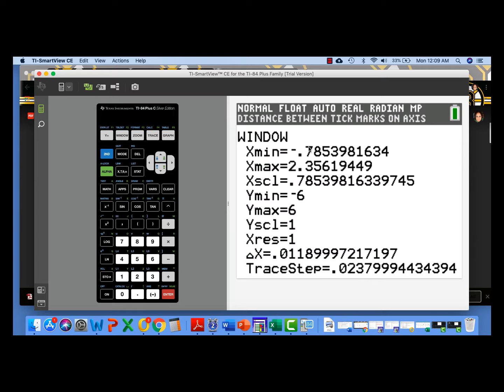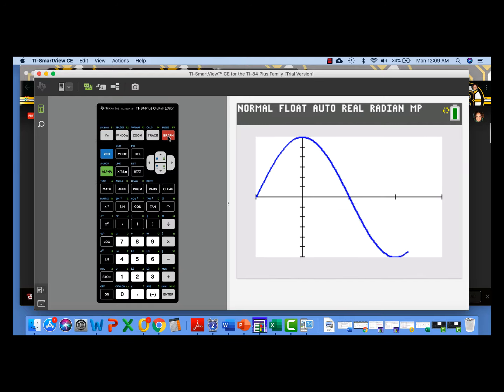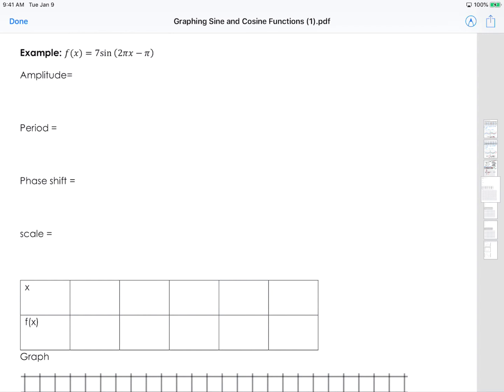Now, once I set up the window and hit graph, if we see what we just drew, the full complete cycle, then we know we've done it right. So I'm going to hit the graph button, and there's one complete cycle of sine where it starts on the x-axis, it goes up to the max, it comes down to the min, and then it comes back up to the x-axis. So we know we did this correctly. Okay, let's move on to the next example.